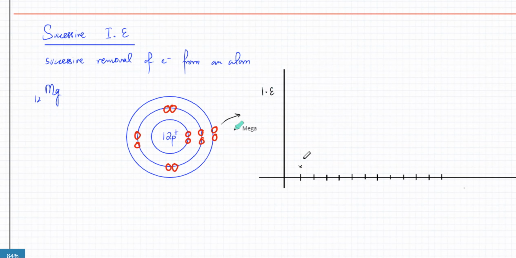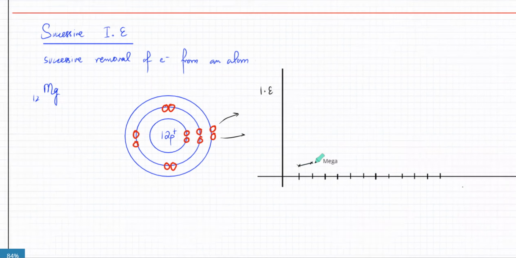Now removing the second electron is also going to be kind of easy, but would it be more difficult compared to the first one or easier compared to the first one? It's exactly going to be more difficult. Slightly more difficult, just very, very slightly. Not a drastic increase, but it's going to be slightly harder.